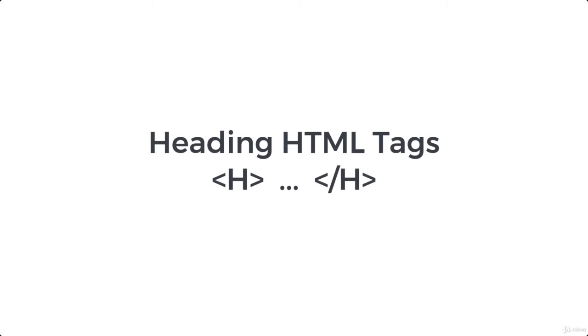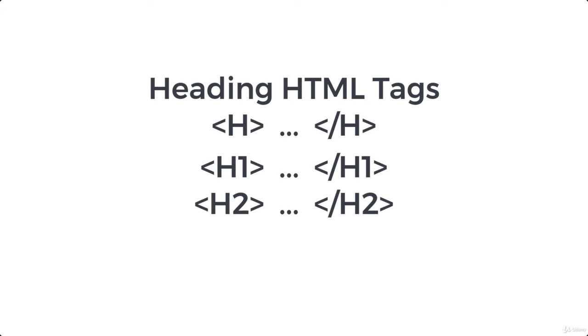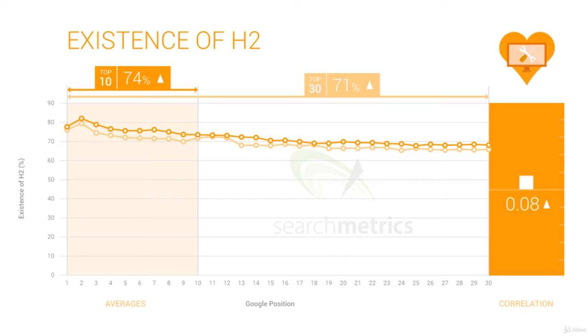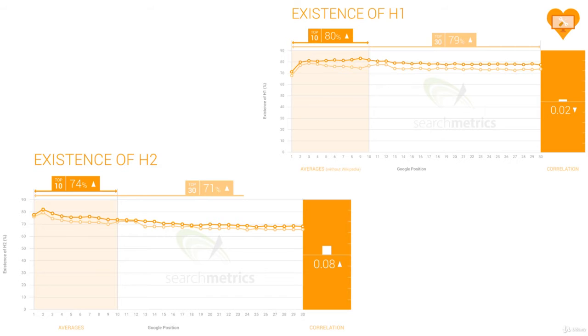We generally use heading HTML tags to denote the headings of our post or page. H1 and H2 tags are nothing but heading 1 and heading 2 tags. The average usage of heading 2 tags has increased by around 4 to 5% in recent years. Also, you can see that the percentage of usage of these H2 and even H1 tags is increasing gradually from the 30th search result to the second search result.